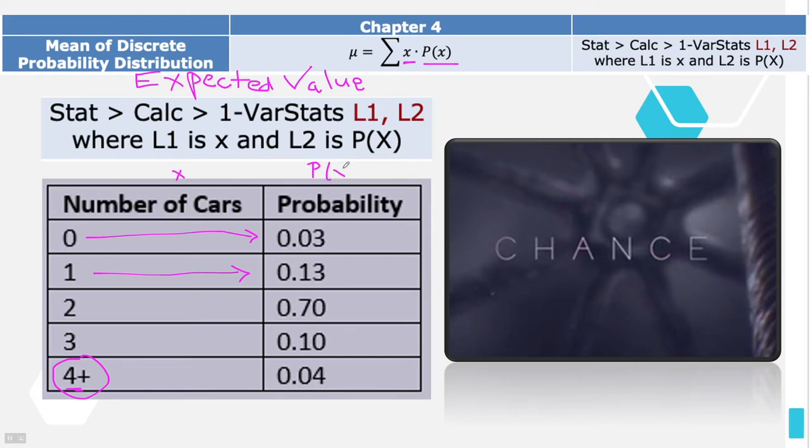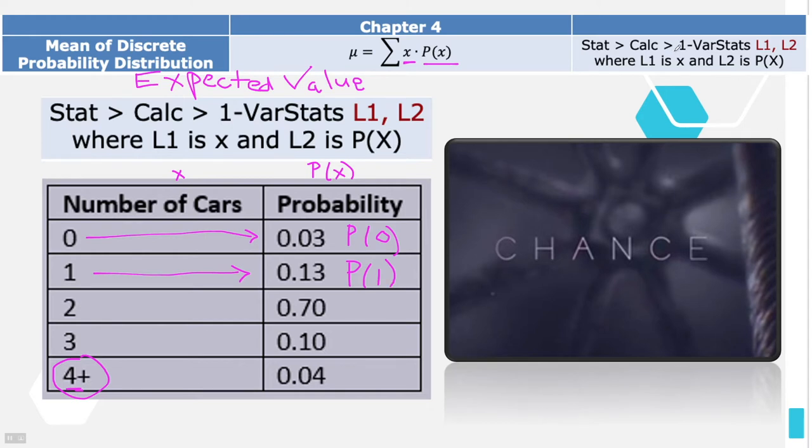And what the p of x means is basically saying the probability when x is 0, so you would write p of 0 here, and so that's why we have the p of x. So p of 0 is 0.03, whereas p of 1 would be 0.13, and p of 2 would be 0.70, and p of 3 would be 0.10, and so on and so forth.